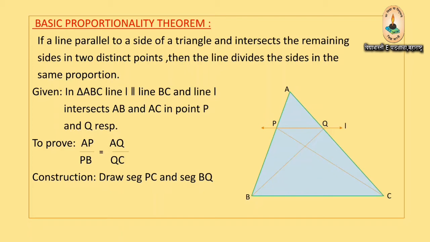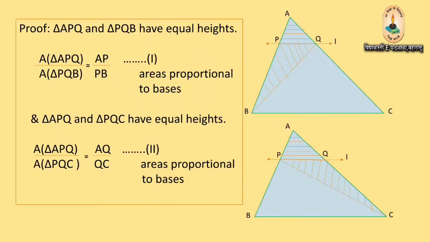Line L is parallel to side BC. Line L intersects side AB in point P and line L intersects side AC in point Q. Then to prove AP upon PB equal to AQ upon QC. Construction is, here we need to draw segment PC and segment BQ. Proof.